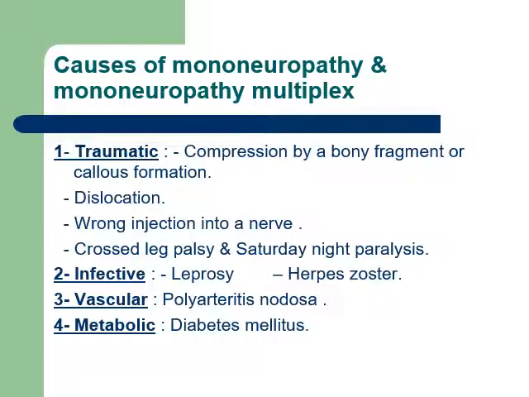We have a long list of causes for both conditions, but this type of classification helps us narrow down the differential diagnosis etiologically. As you see here, this is the list of the causes for mononeuropathy or multiple mononeuropathies. Traumatic is the most common cause of the first, while polyarteritis nodosa is the most common cause of the second.